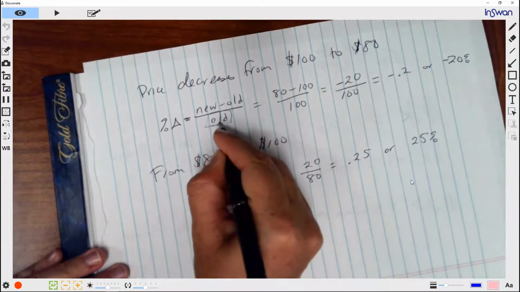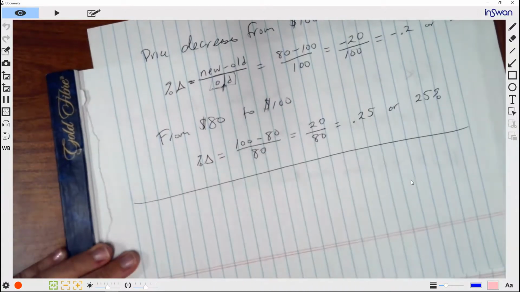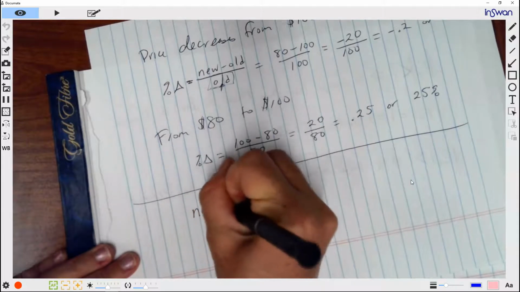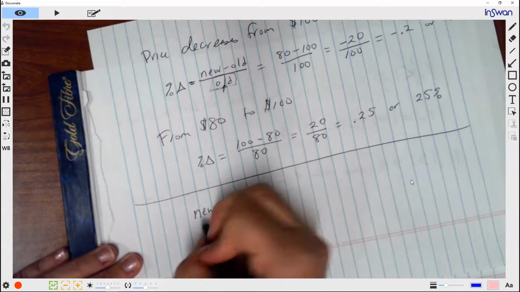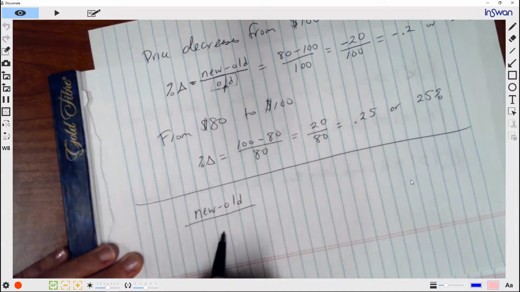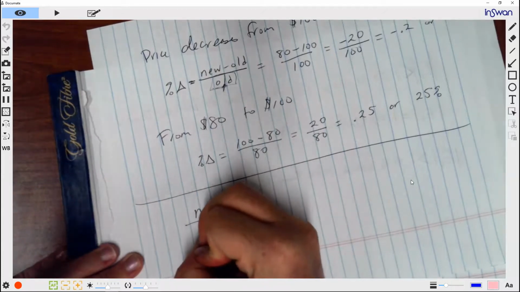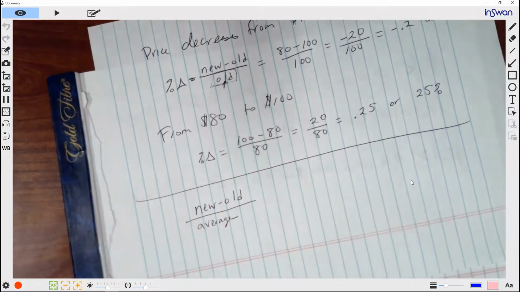And so the way we fix that as economists is, rather than saying we want the change relative to where we started, relative to old, we say we want the change, new minus old, again is how you calculate change, right? The new value minus the old value. And instead of putting the old value on the bottom, I'm going to put the average value on the bottom. The midpoint between new and old.